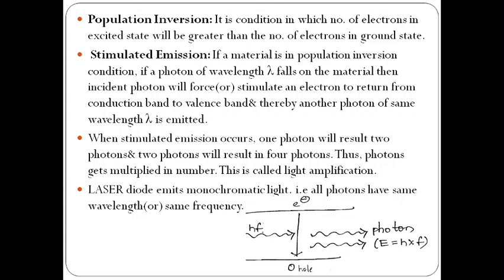Yes, this is called stimulated emission. When stimulated emission occurs, one photon will give two photons, and two will give four, and four will give again eight, and eight will give sixteen. So it is a multiplied number. This is called light amplification.